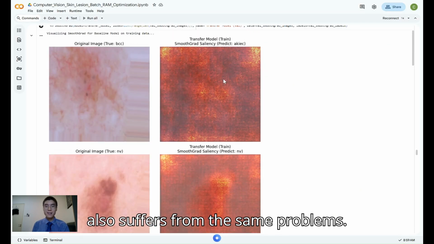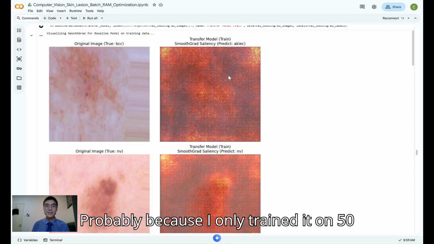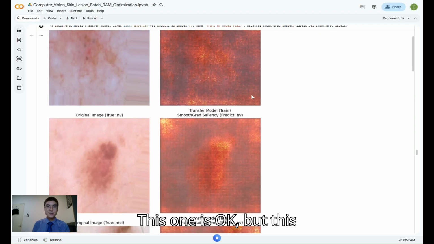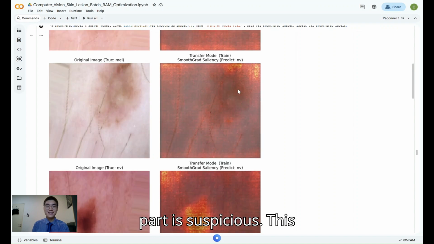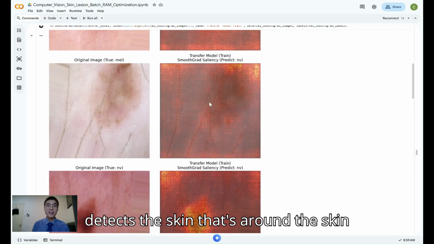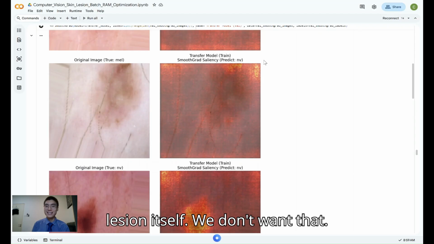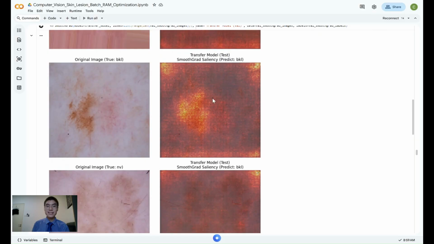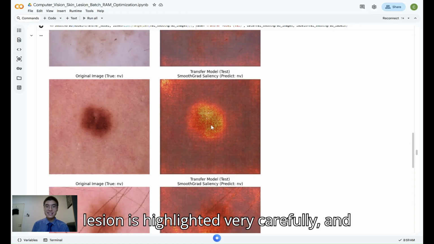The transfer learning model also suffers from a few of the same problems, probably because I only trained it on 50 epochs, so the decision boundaries aren't that clear. Right now, this one is okay, but this part is suspicious. This one is a complete failure. It only detects the skin surrounding the skin lesion, but not the lesion itself. We don't want that. This is also a failure, but this one is very good.